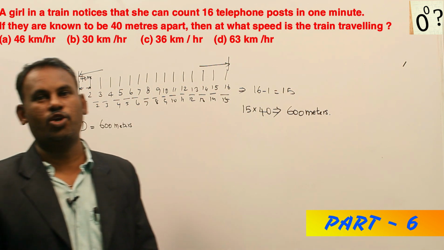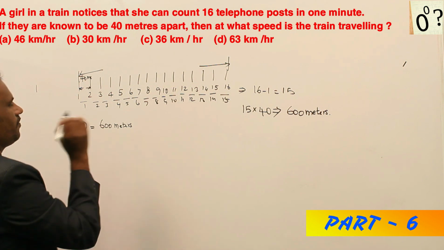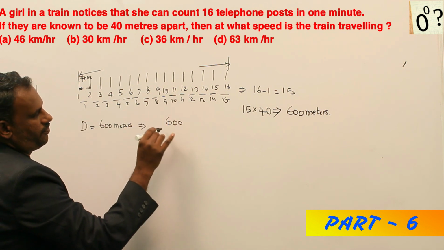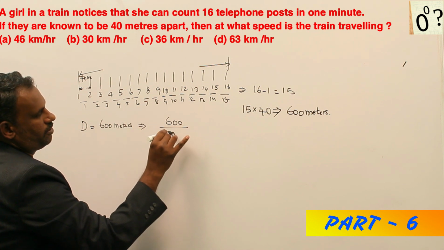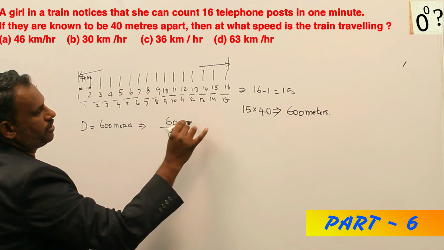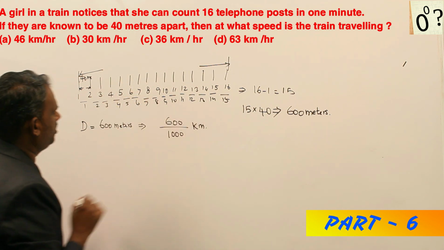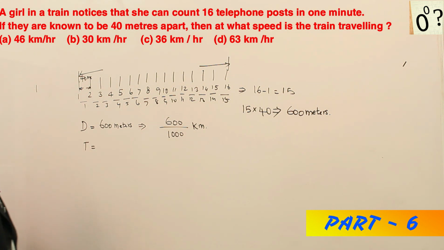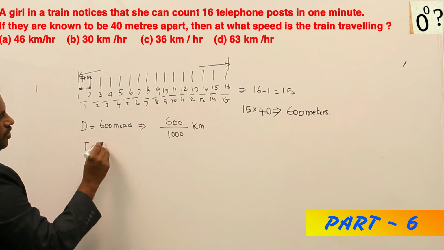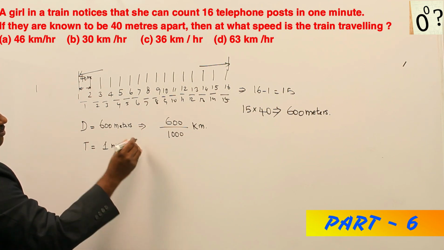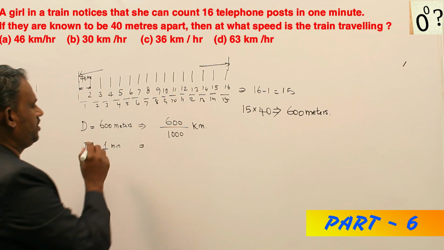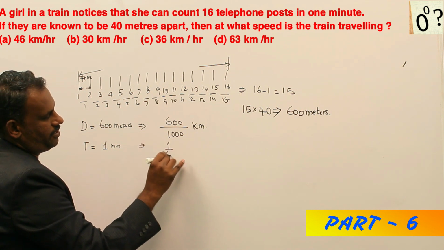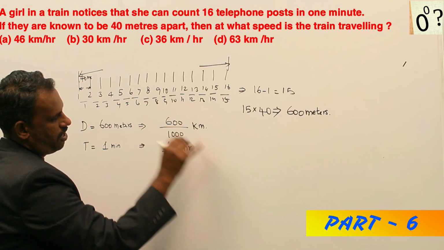Okay, so we got the distance equal to 600 meters, but in the answers they have asked for the speed of the train in kilometers per hour. So we have to convert this meter into kilometer. We know how to convert meters into kilometers: divide by 1000. The time taken to cross these 16 posts is 1 minute. So we have to convert this minute into hours, which means 1 divided by 60 hour.